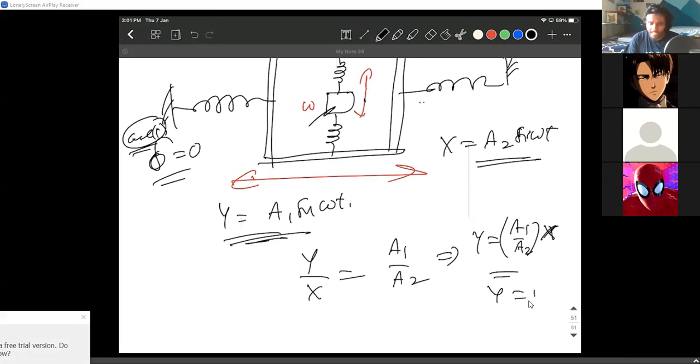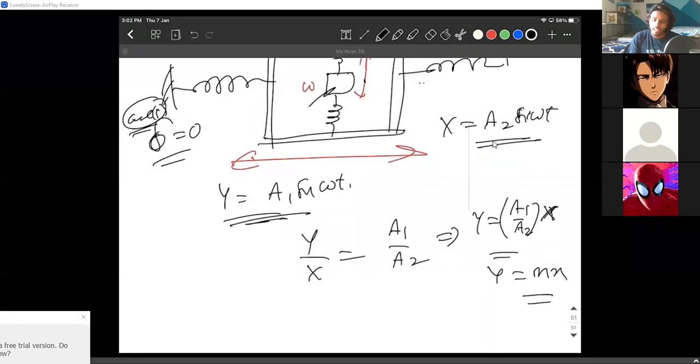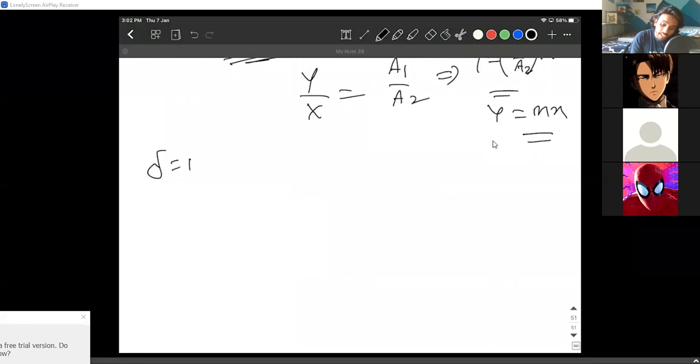Y equals mx. So we'll get some sort of curve? What did we prove? That it will simply go in a straight line path. That's all. It simply goes in a straight line path. Okay, like that.